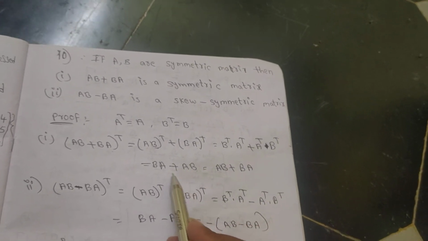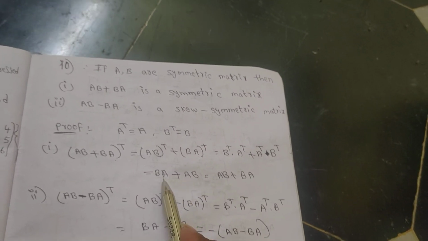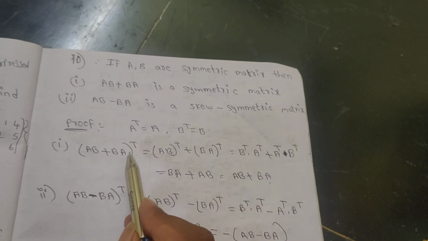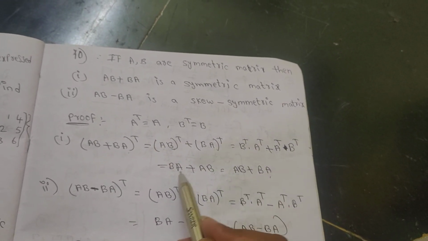In addition, matrices are commutative with respect to addition. So BA plus AB is nothing but AB plus BA. So (AB plus BA)ᵀ is equal to AB plus BA. So it is symmetric.